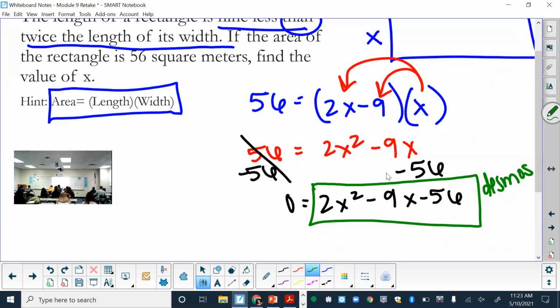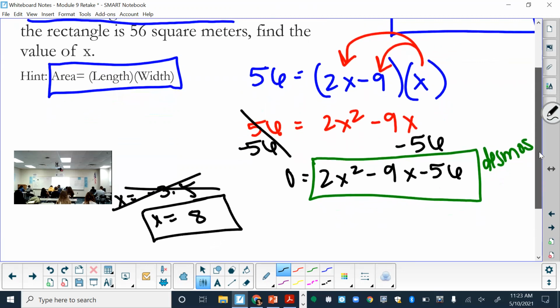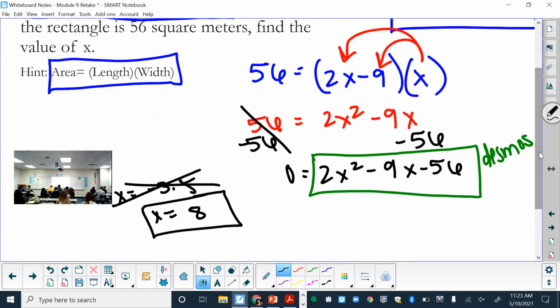All right, questions about that? We had x equals negative 3.5 and x equals 8. Ignore the negative answer. The positive answer is the one you go with because that's the only one that makes sense. Questions about this one? Questions about another one? Yes.